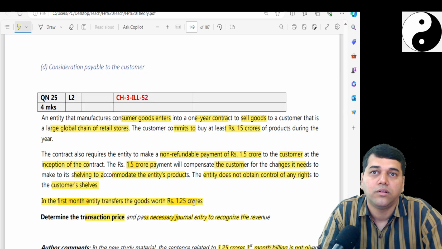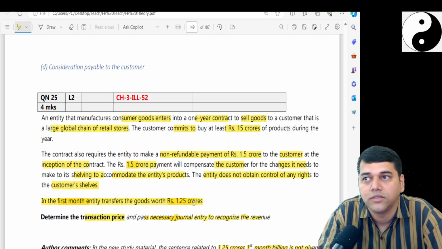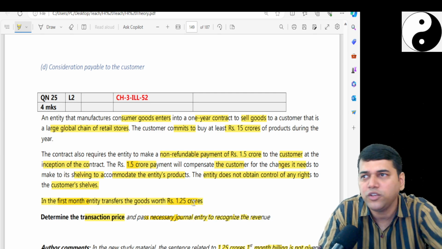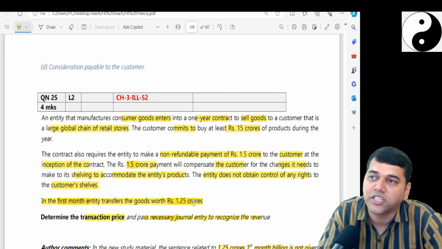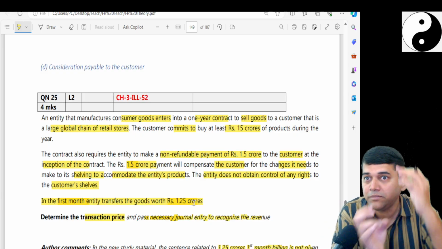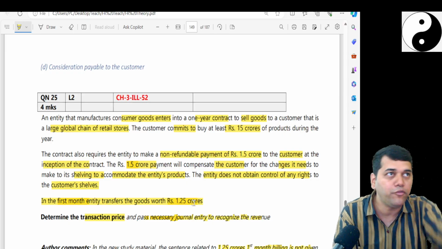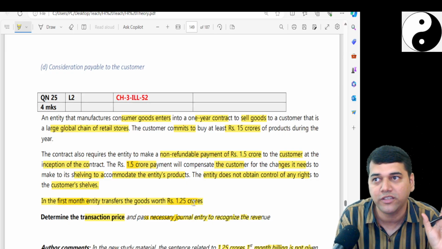Now, what is the transaction price? Is it a fixed consideration? Yes. Is there a variable consideration? No. Is there a significant financing component? No, you transfer, you get the money. Is there any non-cash consideration? No. Followed? If any of these aspects comes, it is one accounting. Ultimately, you have to calculate one transaction price with all these adjustments.